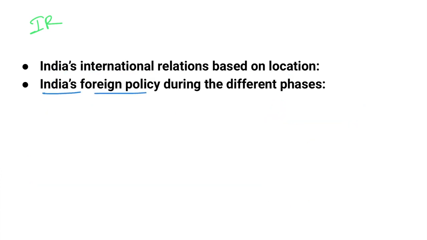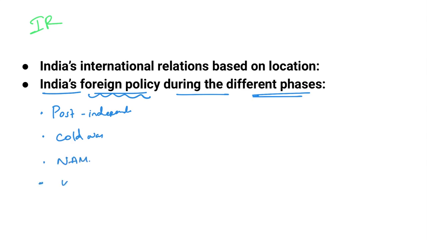Next is India's foreign policy during the different phases. We have to see India's foreign policy during different phases like post-independence, during the time of the Cold War, during the non-alignment movement, at the wartime with Pakistan and China, at the time of the fall of the USSR, and the current events. These are the things we have to follow while talking about India's foreign policy during different phases.